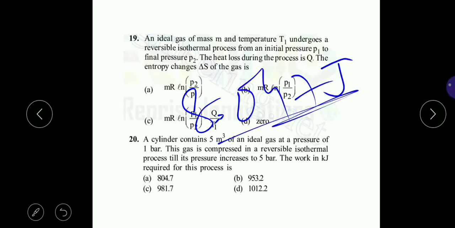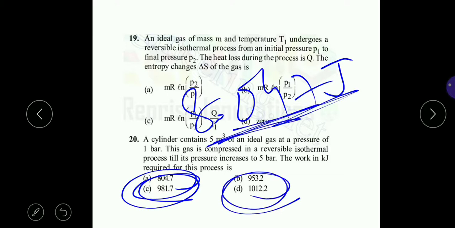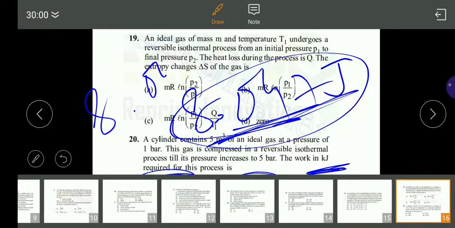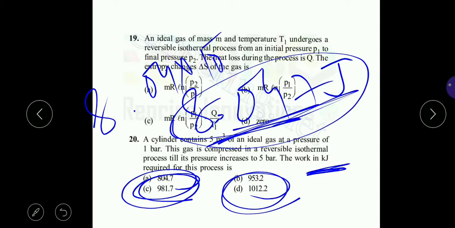joule. Okay, so the options are given wrong here, so it will be 8.04 joule. It is asking in terms of kilojoule, so the answer will be 8.04 into 10 to the power minus 3 kilojoule. Okay, so with this we have completed 20 questions today.